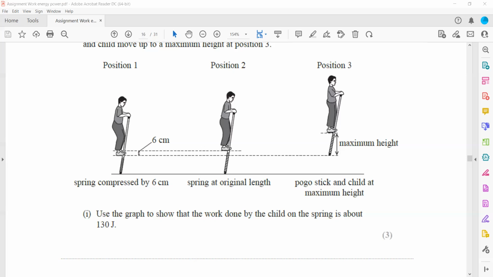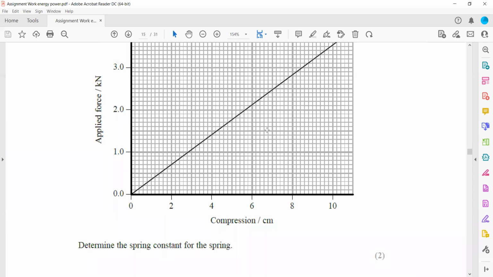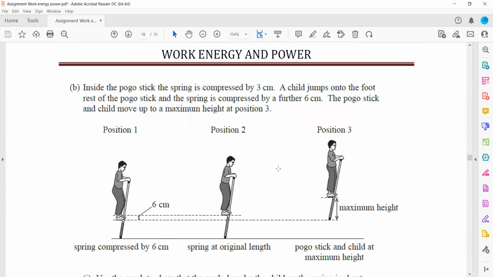So how can we show that the work done is about 130? As I mentioned, whenever the force and distance or extension graph is there, the area under the graph will give us the work done. So this is compression for the total spring. The graph is there. So what height will we take? We'll not take 6 centimeter, we'll take 3 centimeter. Why?